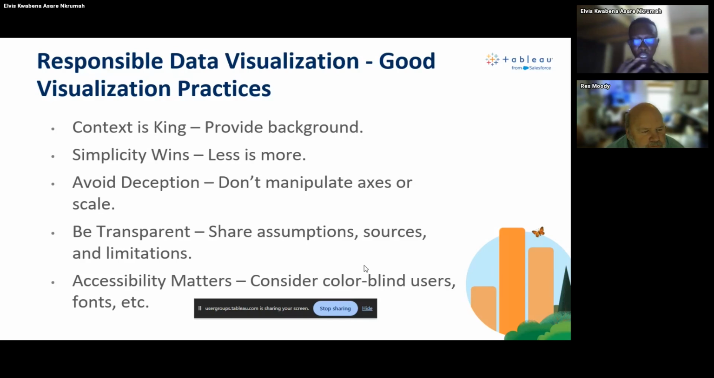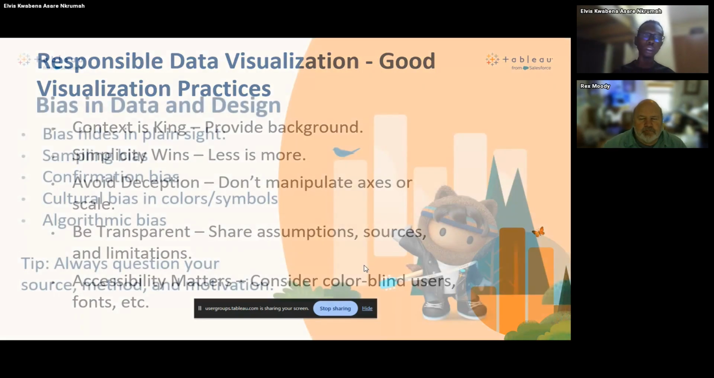Fourth, there should be shared assumptions used before you visualize your data, your sources, and some of the limitations you encountered. Then accessibility, considering that there are people who are colorblind, and the fonts you use must also be considered so that you're using fonts which are very visible and colors with high contrast so that people can see the difference between boundaries and can see your colors and charts very, very well.